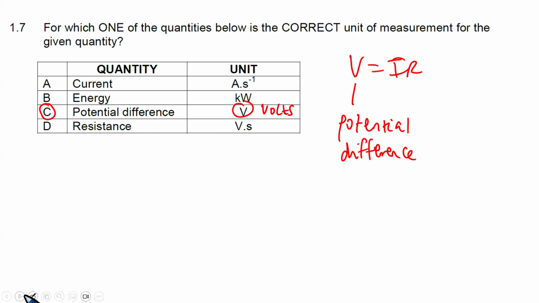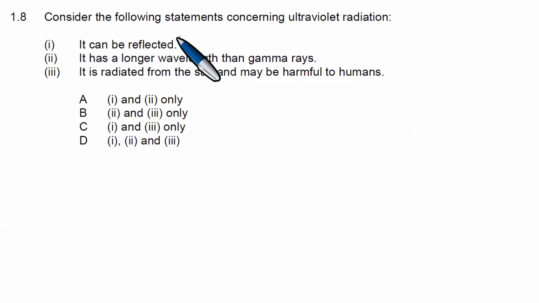So we continue. Next one, 1.8. Consider the following statements concerning ultraviolet radiation. Ultraviolet radiation, that is UV radiation. It can be reflected. It has a longer wavelength than gamma rays. It is radiated from the sun and may be harmful to humans. Which one is the correct one? So it can be reflected. Is it yes or no?